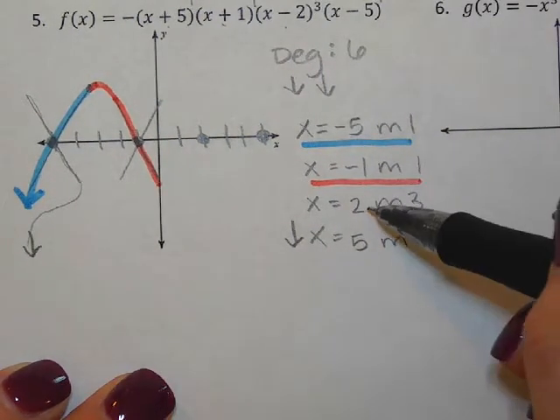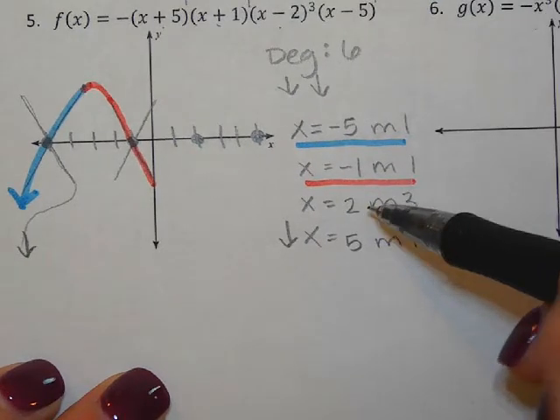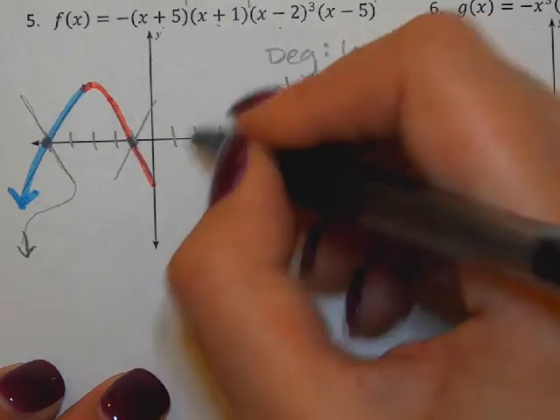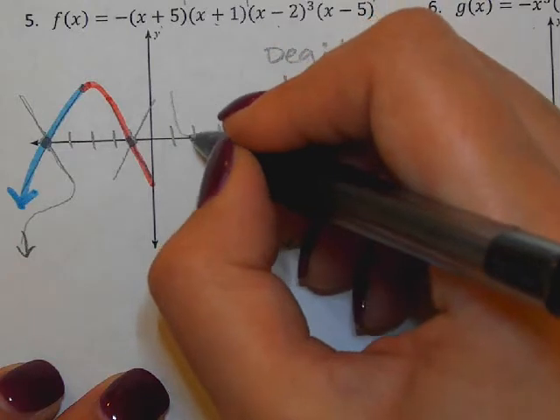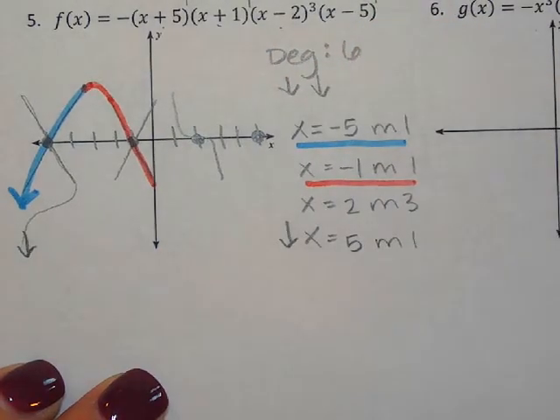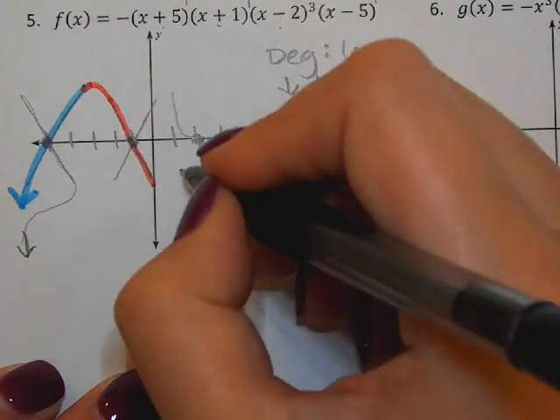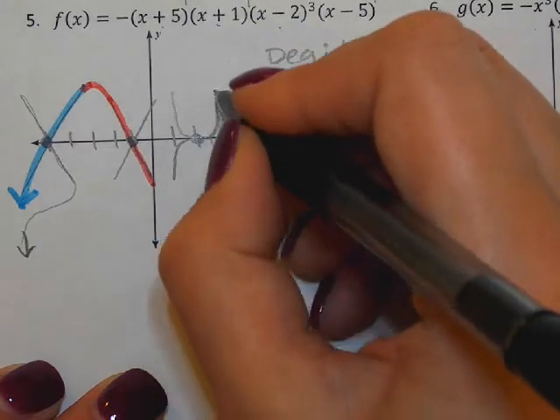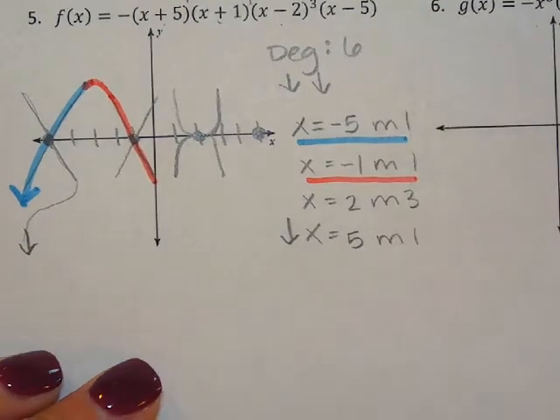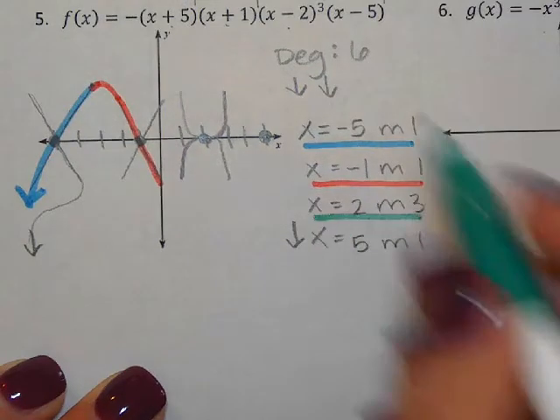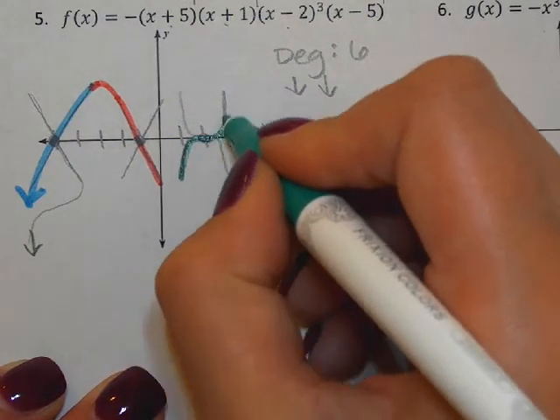All right, and then for the x-intercept of +2, we have to do the S. So should we go down, level off, go down? No, that doesn't make sense. So we're going to go up, level off, go up. That makes more sense. So up, level off, go up.